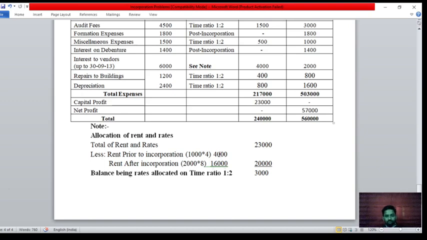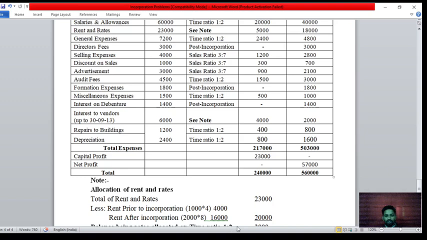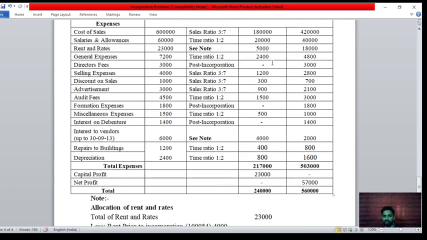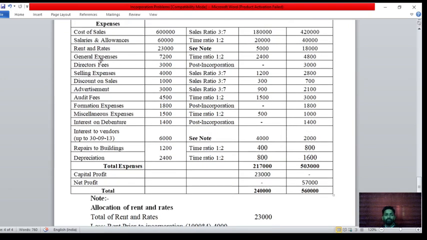So 4,000 as it is we have to record for the prior incorporation and 16,000 for the post-incorporation. But from this 23,000 we have to subtract this 20,000. The remaining balance will be 3,000. This 3,000 we again distribute under the time ratio 1:2. One part, 1,000, comes to the prior incorporation, and out of this 3,000, 2,000 comes to the post-incorporation. So 4,000 plus 1,000 will be 5,000, and 16,000 plus 2,000 will be 18,000. Like this we have to solve the rent and rates.